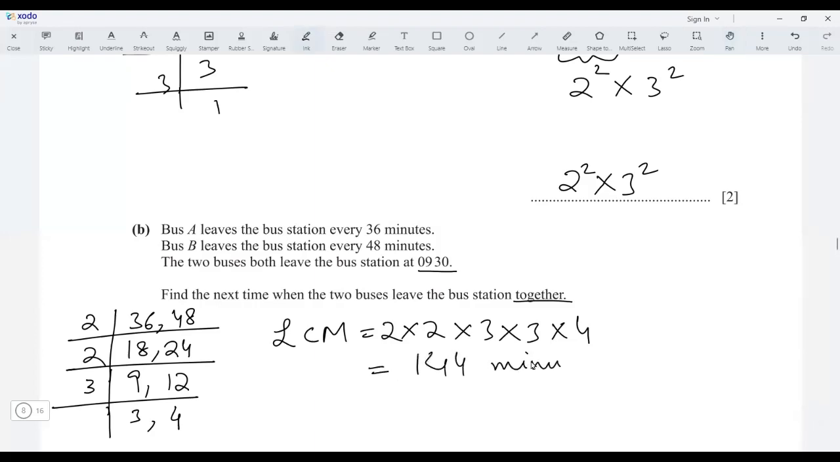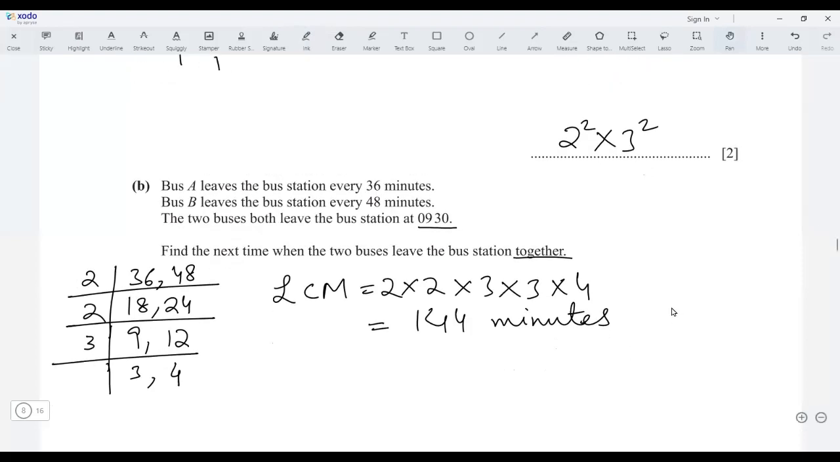Basically, after 144 minutes, these two buses will be reaching the bus station together. So you have to add 144 minutes to 9:30. For doing this, I have to convert it into hours and minutes. How many hours are there? If you divide by 60, we get 2 hours completely. 2 hours are basically 120 minutes, so there are 24 minutes more than 2 hours.